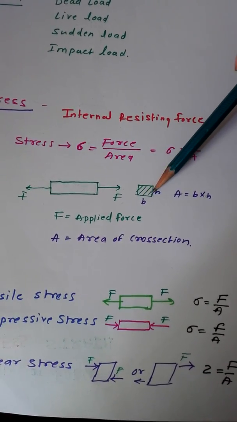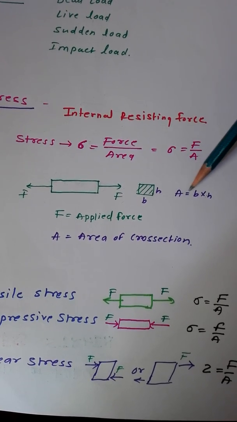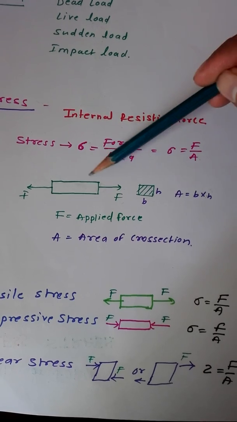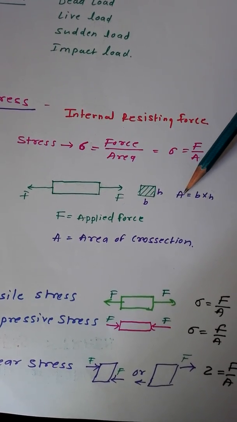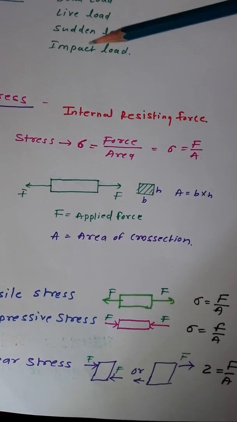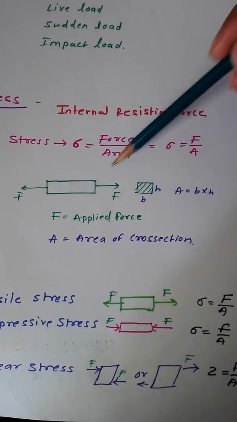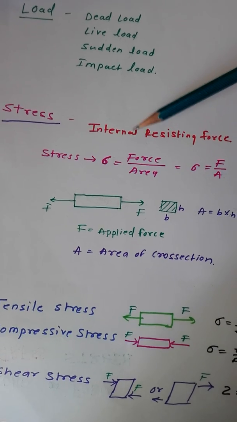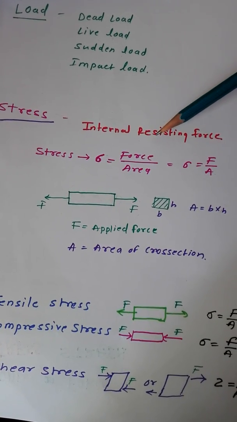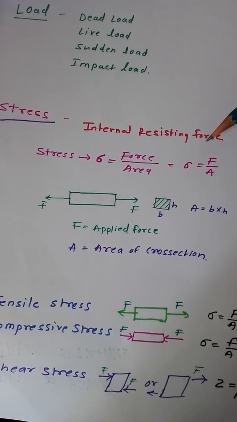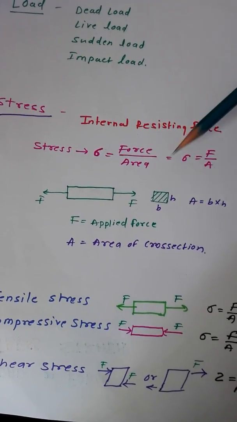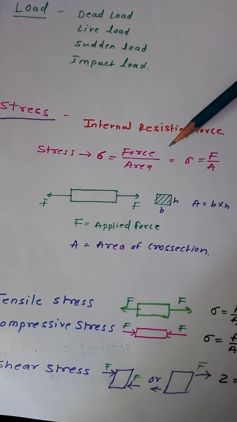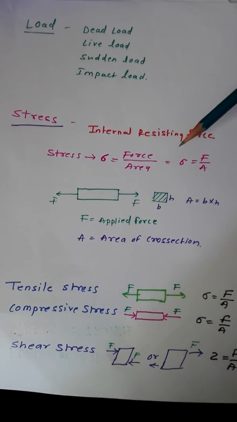This square cross-sectional area can be given by A equals B into H, that is breadth into height. If it is a circular section, the area is equal to pi by 4 d square. So this is the stress. Once again I will repeat it: stress is the internal resisting force offered by the body when some external force is applied. If you are getting confused at some point, please pause, take it back, and listen once again properly.